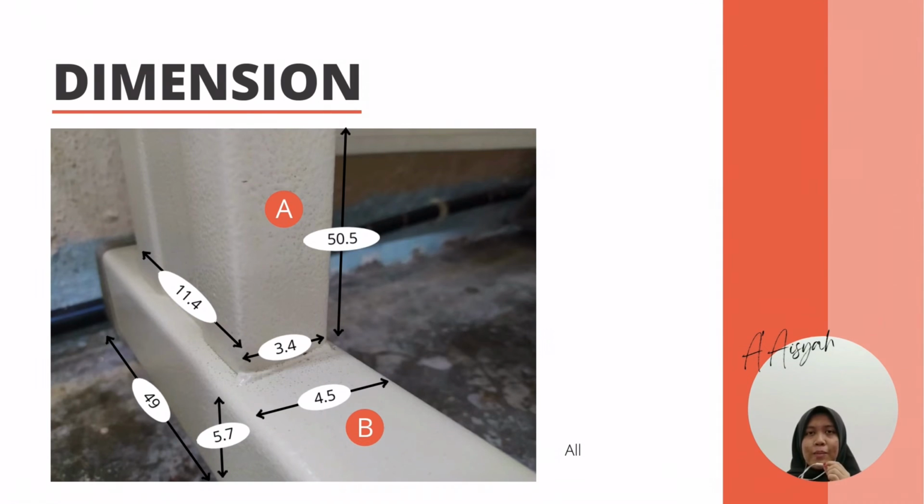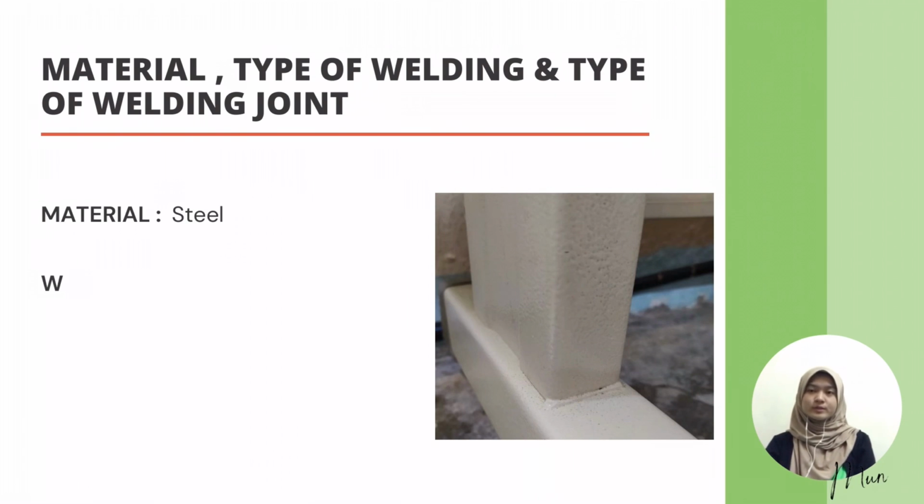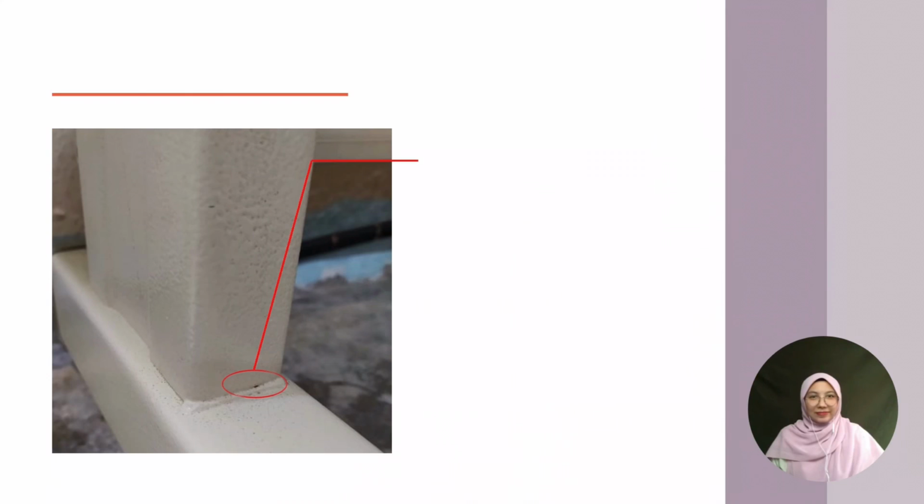For the dimensions of part A, the height is 50.5, width is 3.4 and length is 11.4. For part B, the height is 5.7, width is 4.5 and length is 49. All the dimensions are in centimeters. This object is made of steel. The type of welding used is shielded metal arc welding and it is connected by using a T-joint welding.